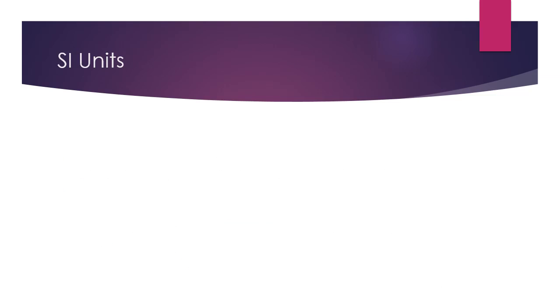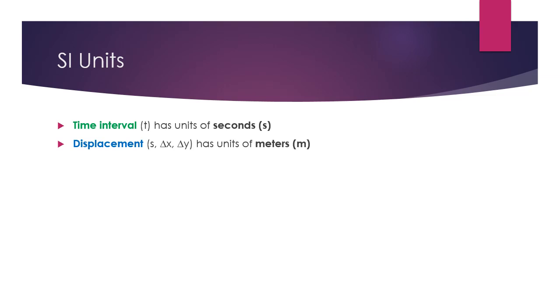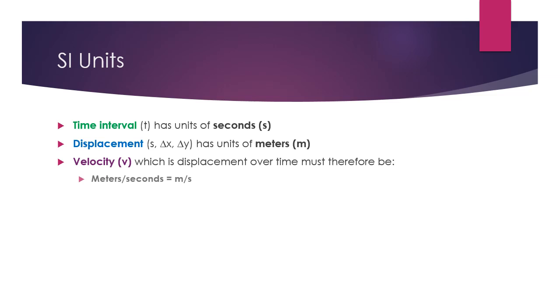So SI units. We can't leave this slideshow without actually talking about the units for these 4 kinematic variables. So we will start here with the time interval. Time interval has the units of seconds. That's the SI unit. Again, I'm only concerned with SI units here on this slide. Displacement has the units of meters. Velocity, which is displacement over time, must therefore be meters over seconds, or meters per second.